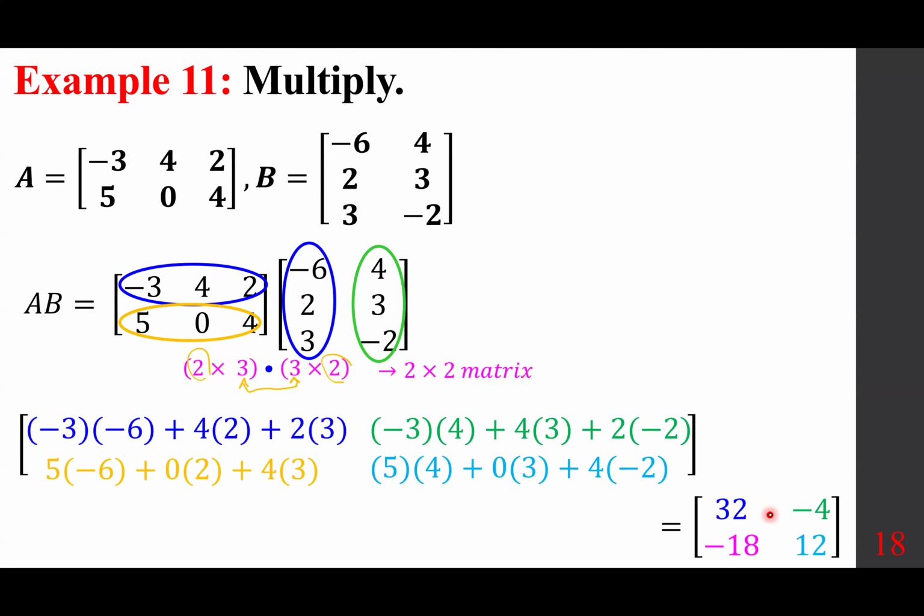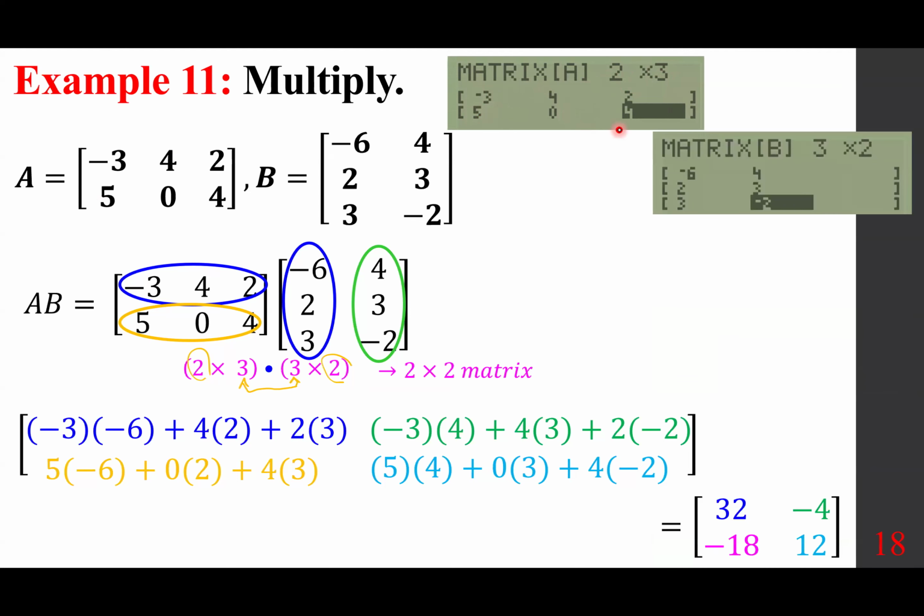Now, what if you were using a graphing calculator? You would say the matrix, you first change the dimension to 2 by 3, and you enter those entries, minus 3, 4, 2, 5, 0, 4. And the next one should be 3 by 2, and you put those entries, negative 6, 4, 2, 3, 3, minus 2. And now if you write A times B, it will calculate it for you, and you have the result. So technology can do it, obviously, and it's not that big of a deal.